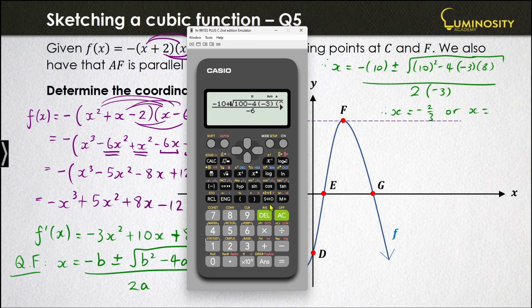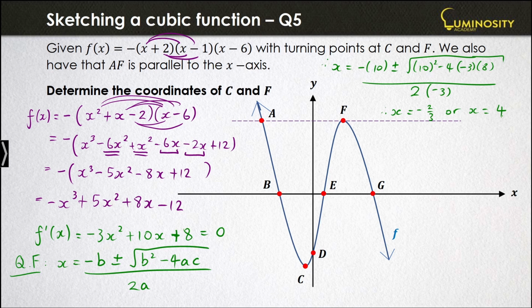So let's do that. We had plus already, so we're going to do negative, and then you're going to get x equals 4. Okay, so x equals 4, that's positive. That looks like it'll be the x coordinate for F there. And then C, negative 2/3, that looks accurate. Okay, so we still need to find the y values.